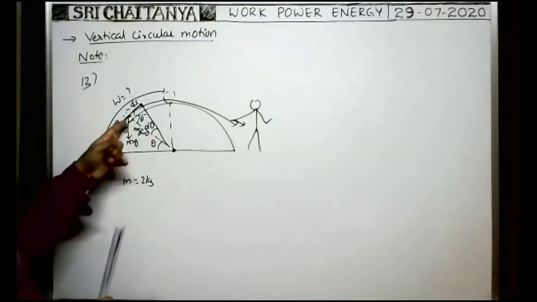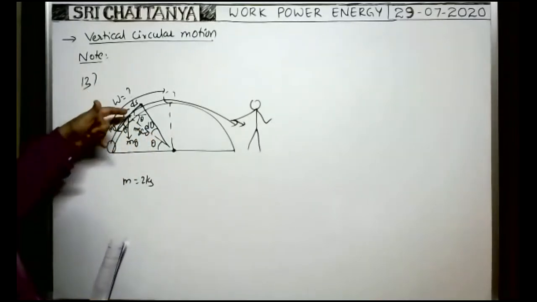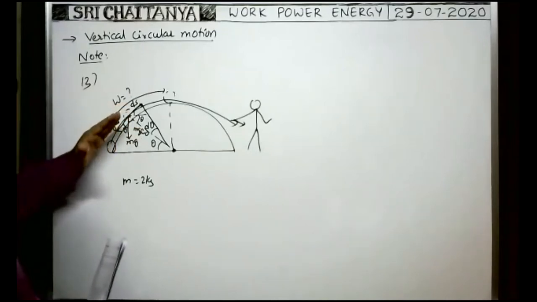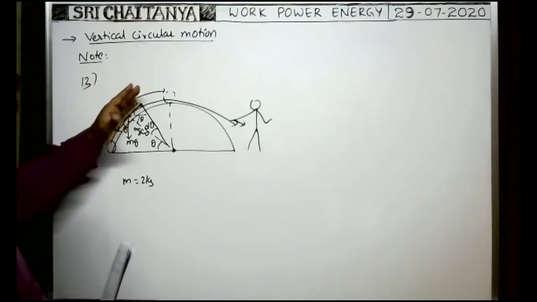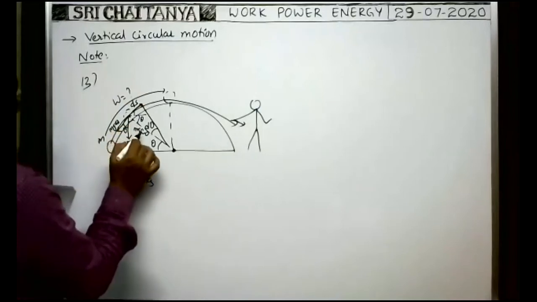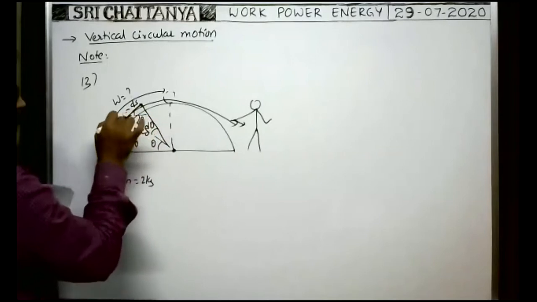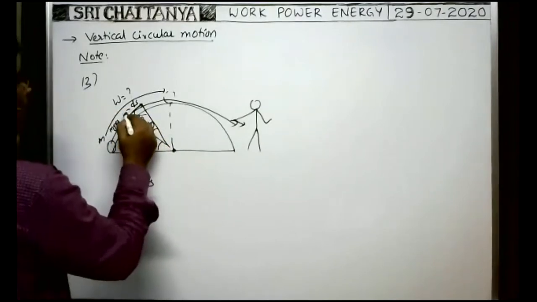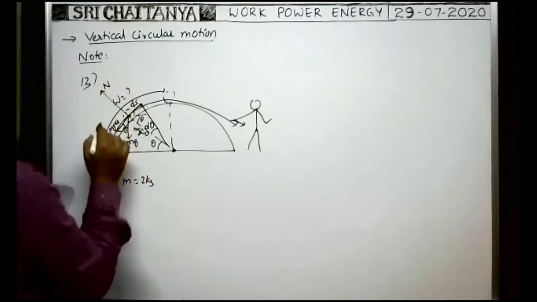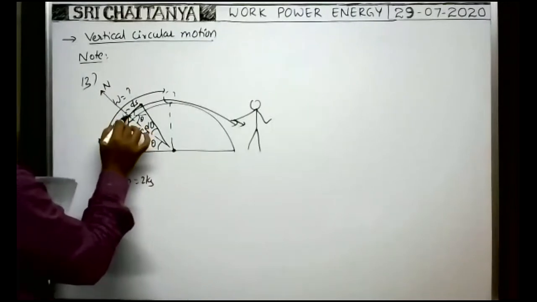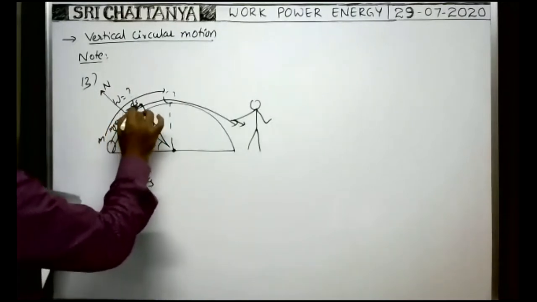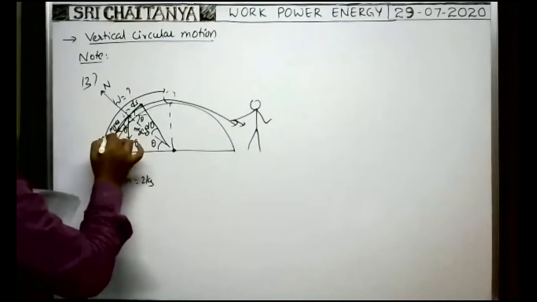Here mg sin theta is perpendicular to the tangent drawn at this point. That's why the weight component is mg sin theta. With this weight component, the body pushes the hemispherical surface towards the center. The equivalent normal reaction acts on the body in this direction. Therefore, at this point, while the body is moving in this direction, the friction acts in the opposite direction.